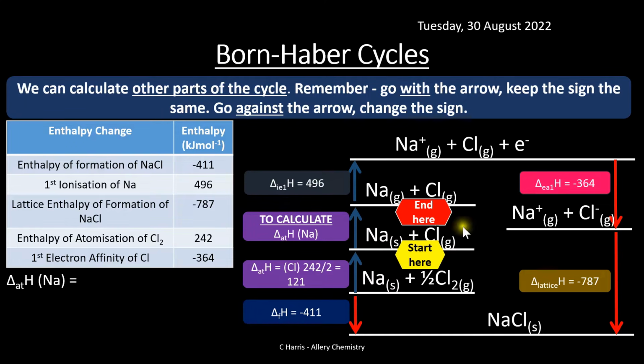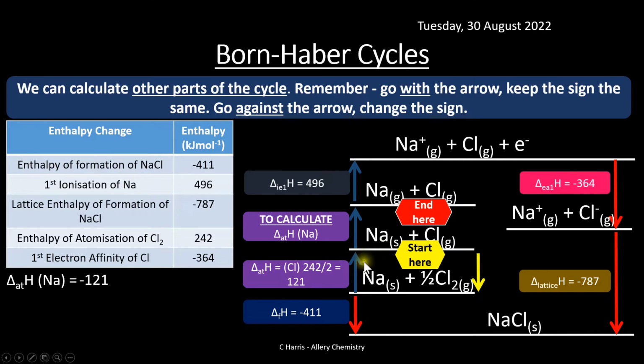It's a bit like that diversion I was talking about. So we're going to start here and end here. Now we want to work out that bit. We can't go that way. There's a roadblock because we don't know what the value is. So we have to go down here, up here, and then back down to get to our end position. So literally follow the arrows.